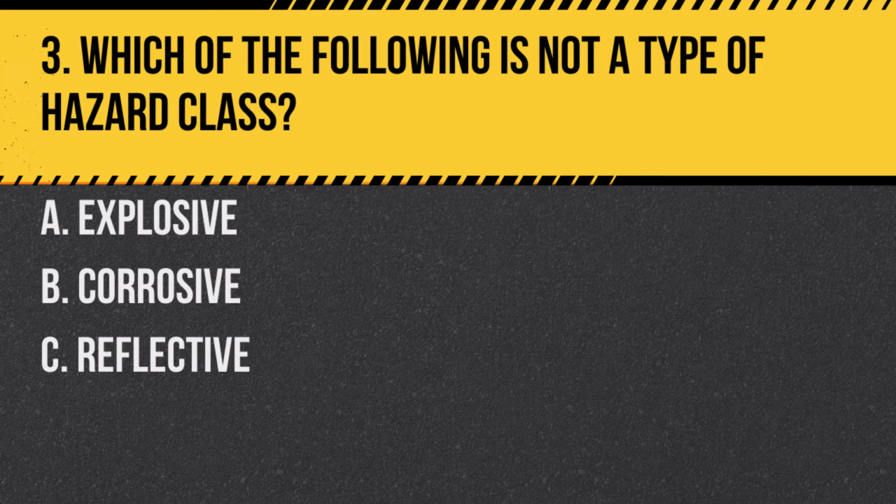Question 3. Which of the following is not a type of hazard class? A. Explosive. B. Corrosive. C. Reflective. Answer: C. Reflective. Reflective is not a recognized hazard class.